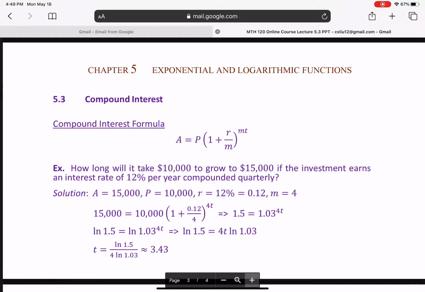Using the properties of logarithms, we can put the 4t in the exponent on the right to the front of the logarithm. So we get ln 1.5 equals 4t times ln 1.03, and we get t equals ln 1.5 over 4 ln 1.03, and we got 3.43. That's about 3.5 years.